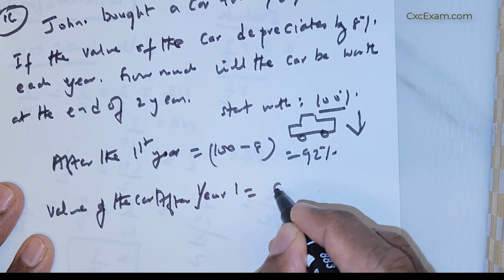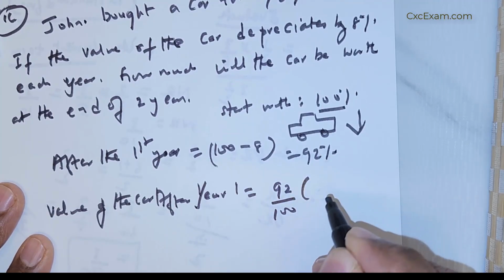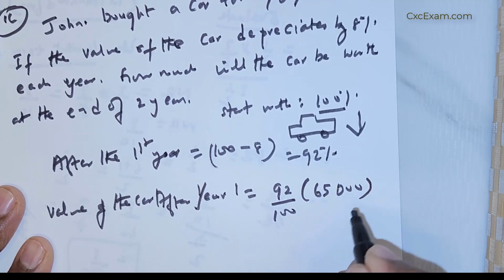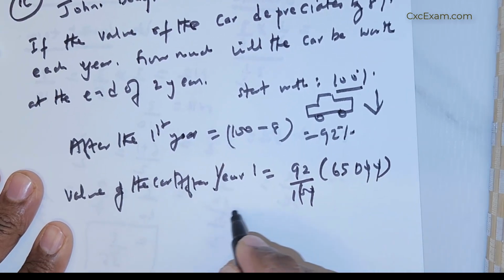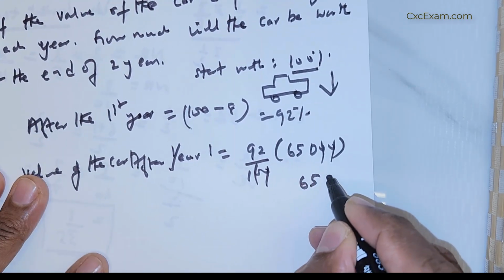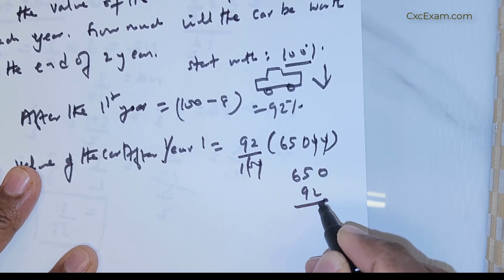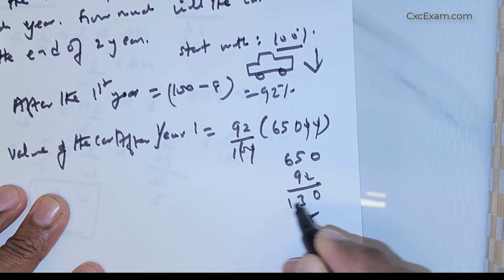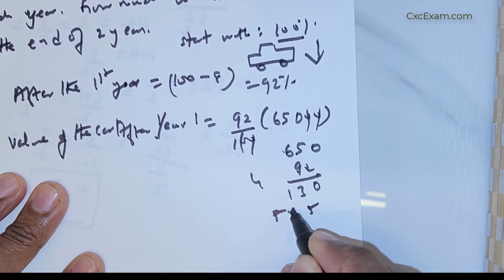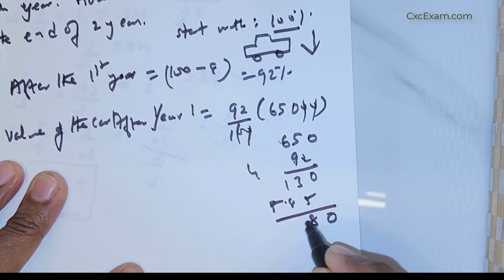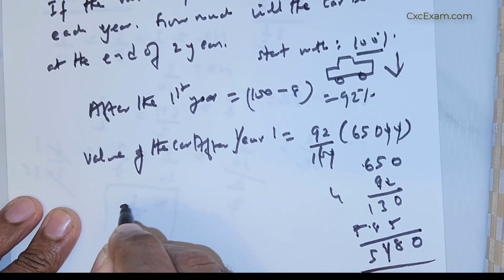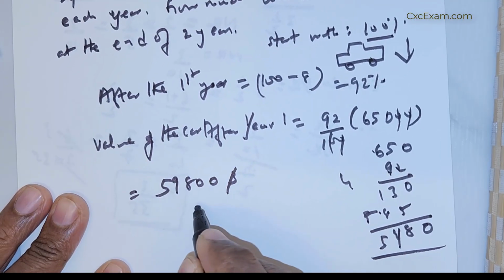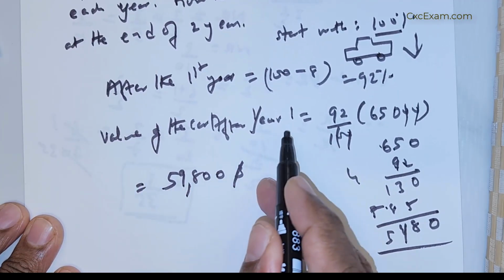So what is that going to be? 92 divided by 100 of the original value, which is 65,000. So 0 gets cancelled, so you have to multiply 650 by 92. So 5 2s are 10, 1 6s are 12, 13, 9 5s are 45, 4 54, 58. So 0, 8, 9 and 5. So what is this? $5980. So this is the value of the car after year 1.